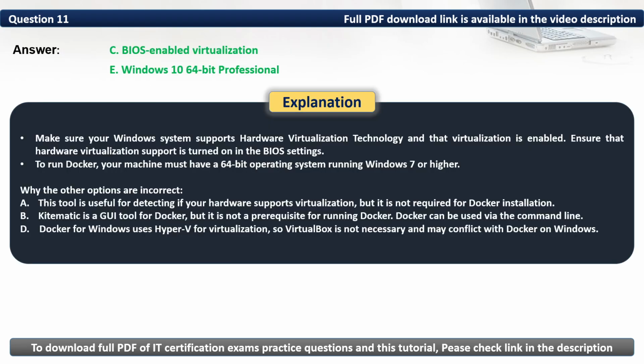Make sure your Windows system supports hardware virtualization technology and that virtualization is enabled. Ensure that hardware virtualization support is turned on in the BIOS settings. To run Docker, your machine must have a 64-bit operating system running Windows 7 or higher.